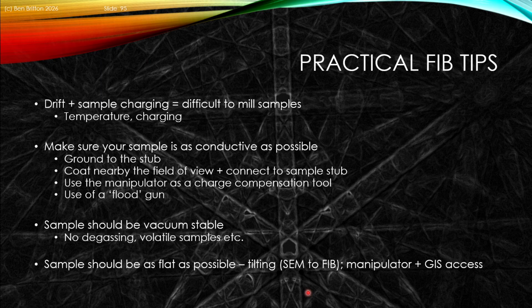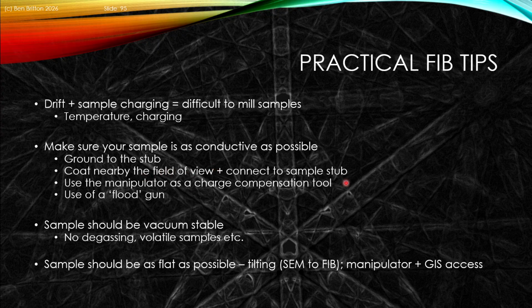So when you're practically doing this to mill and to manage the etching process, things to worry about are things like charging. So you want to manage this on difficult to mill samples, temperature and charging effects. You want to make sure, especially in deposition approaches, that your sample is as conductive as possible. You want to ground the sample to the stub, and one thing you can do is coat nearby to the field of view. That coating could be a macroscopic coating. So one of the things we can do, for instance, is put a small bit of paper over the field of view that we care about, and then deposit a carbon coat over the rest of the sample to get it to be nice and conductive.